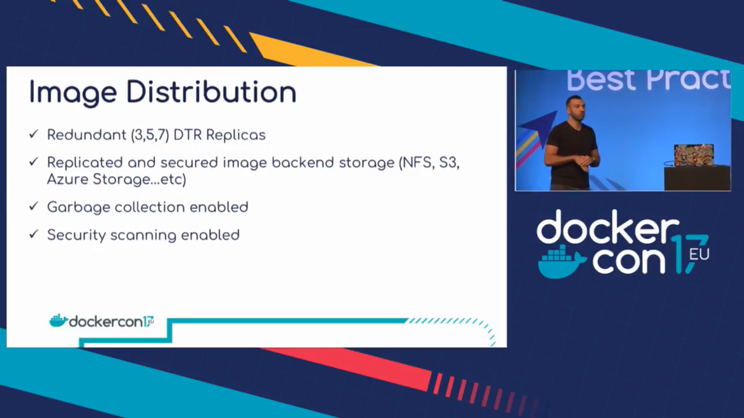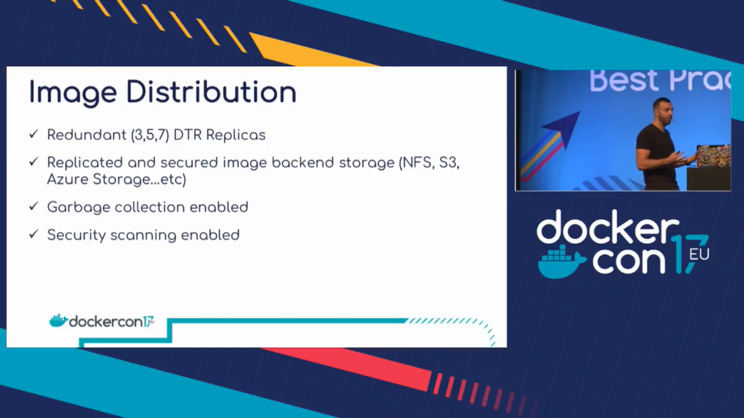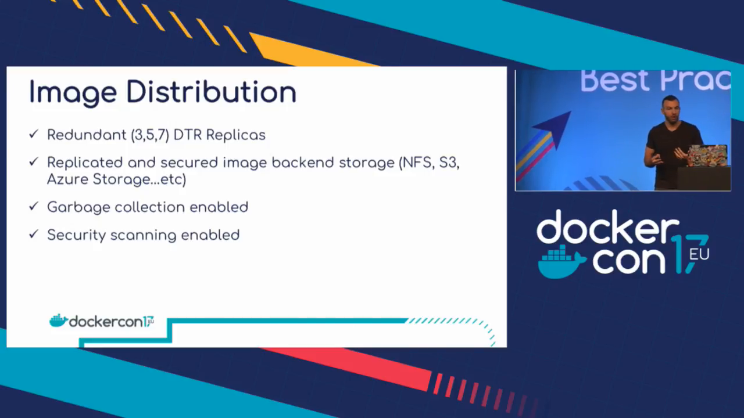Let's talk about image distribution. Similar to UCP, you need to have a redundant or highly available DTR infrastructure: 3, 5, and 7. Very similar to UCP in architecture. Because of this, you need to make sure you have 3 instances of DTR. The DTR is where you hold your images. You need to have a shared storage across those instances.